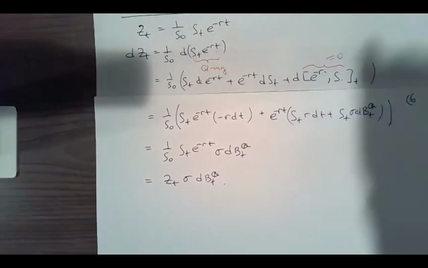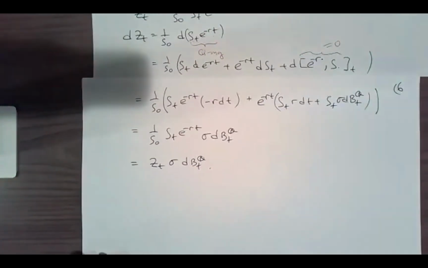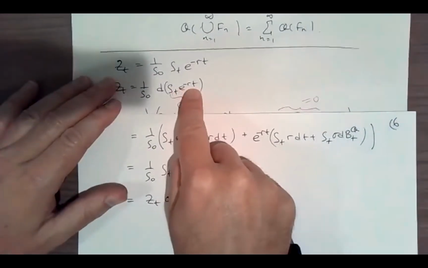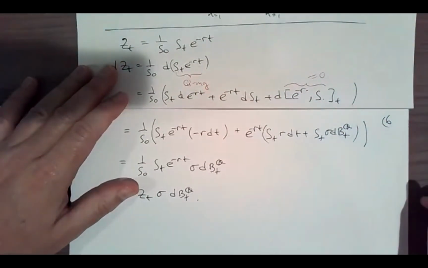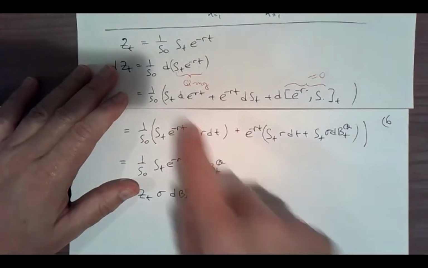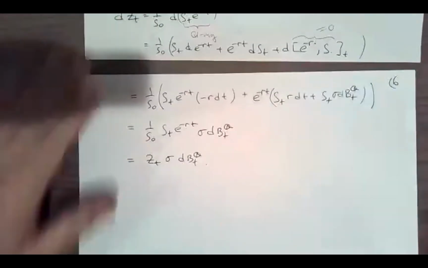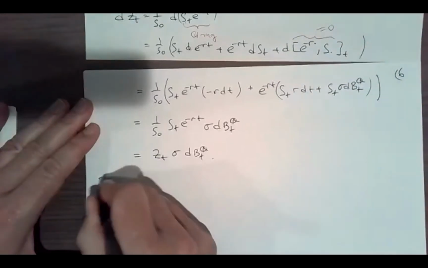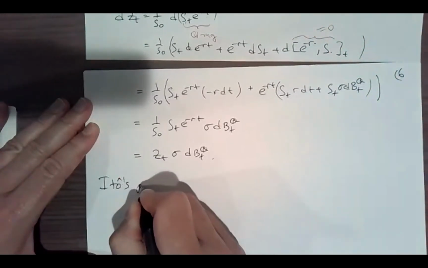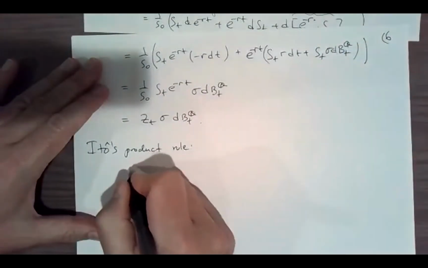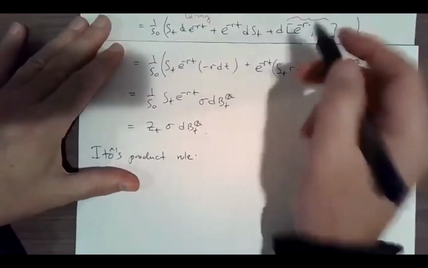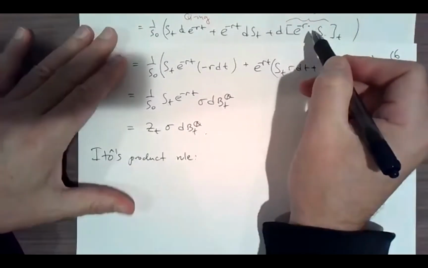Yeah, when you expanded the d of St e to the negative rt, right? Is that expression the dynamics of it, or is it like Ito's lemma, or what's going on? Well, the product rule, right? Ito's product rule. Oh, okay, I see. The two terms are from the product rule, and then the last term is from Ito's lemma. Well, it's the cross variation, right?